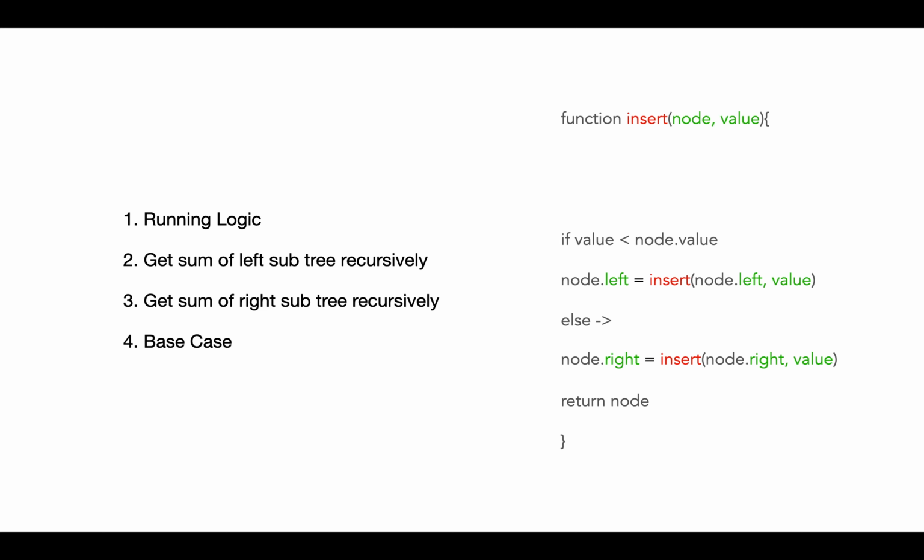Now comes the base case. The base case is when we reach the null or none value. If we reach there, then we need to insert our new value or new node there. So let's do that. We are going to return this new node from here. We got to know how insertion is going to happen in the binary search tree.